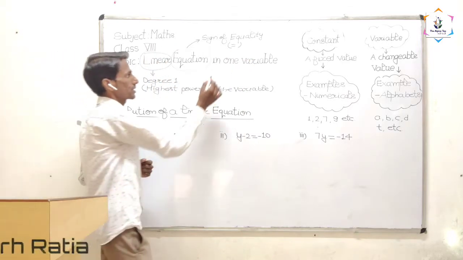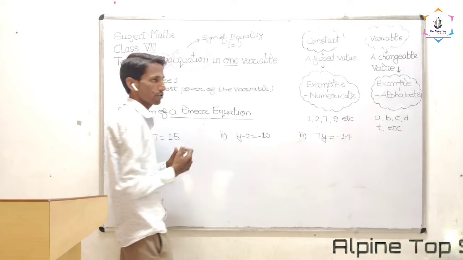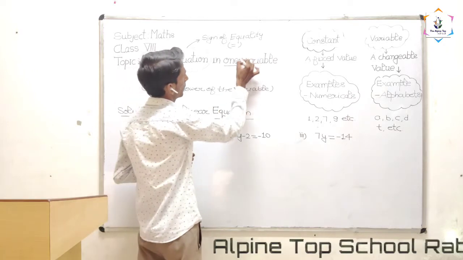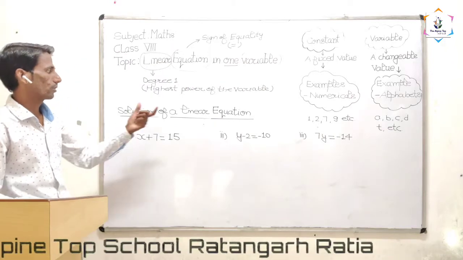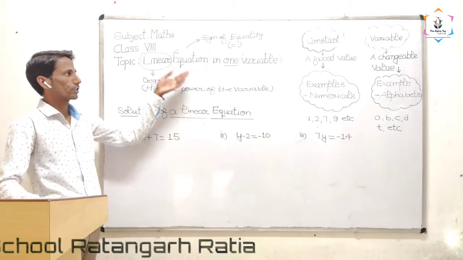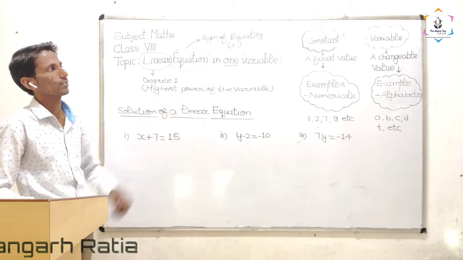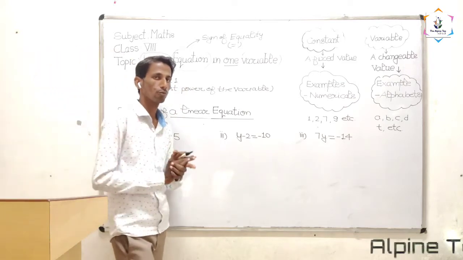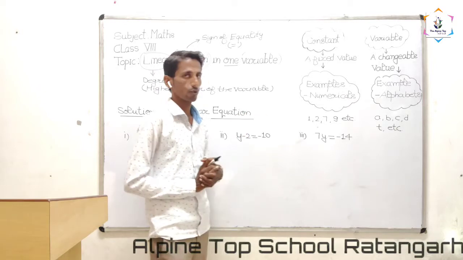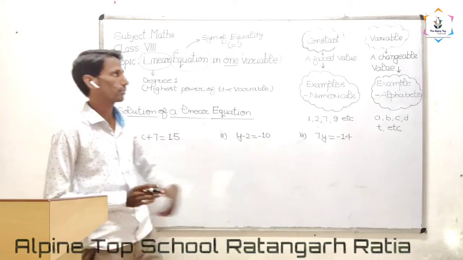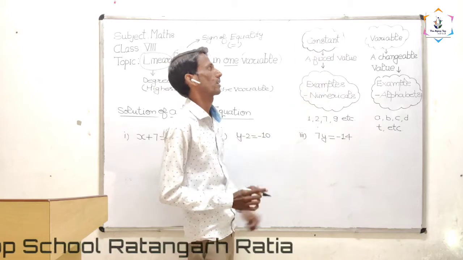And the next word is one. One means, as you know very well, single, and the next word is variable. Now before discussing the broader concepts of this topic, firstly we are going to discuss two main words that are necessary to understand this topic. The first word is constant.